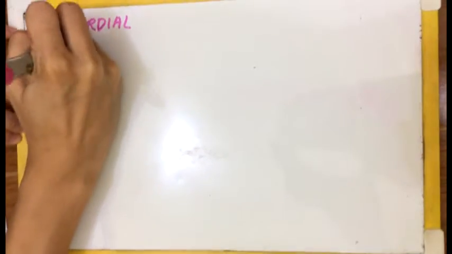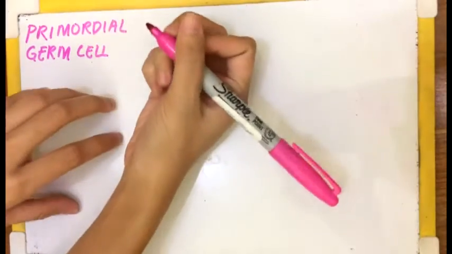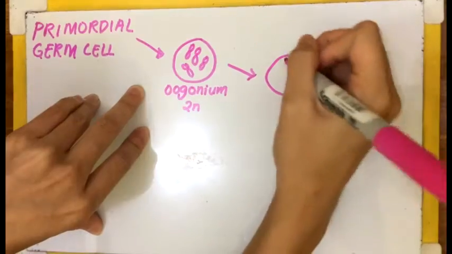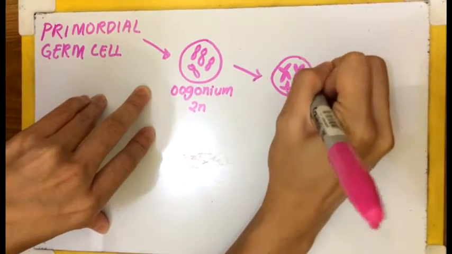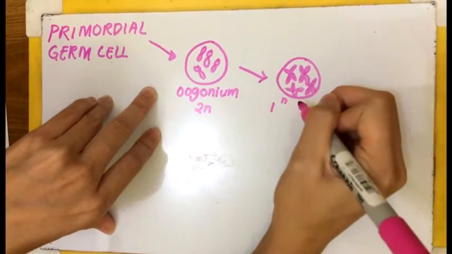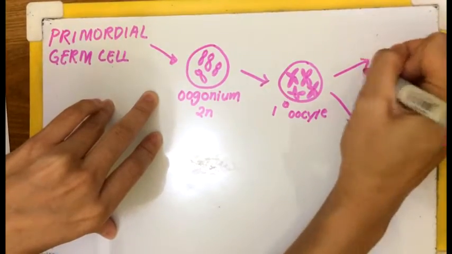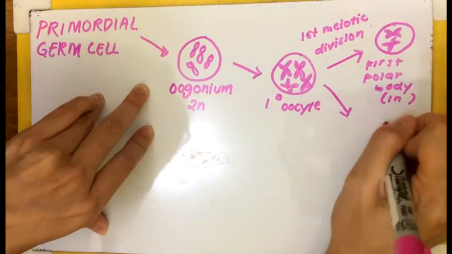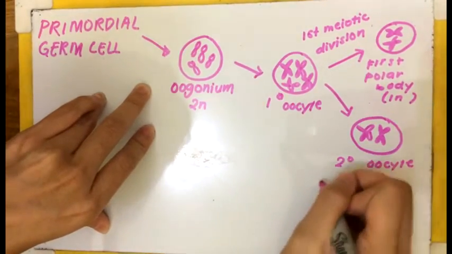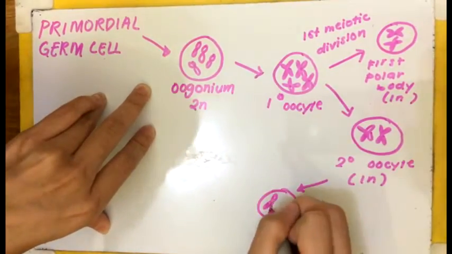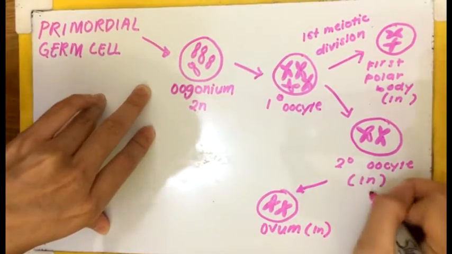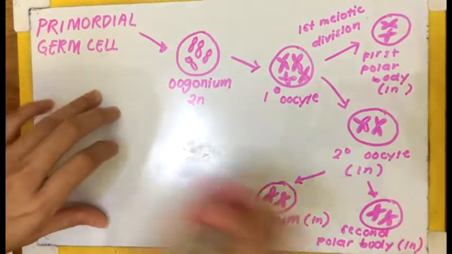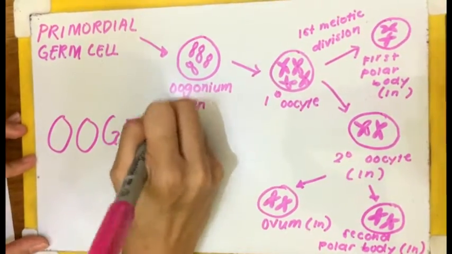Next is the process called oogenesis, wherein the egg cell is formed. A primordial germ cell forms an oogonium, which undergoes mitosis, forming a primary oocyte. This primary oocyte undergoes the first meiotic division, forming a haploid polar body and a haploid secondary oocyte. The secondary oocyte undergoes meiosis II, forming the ovum and a secondary polar body. And that is basically the process of oogenesis.